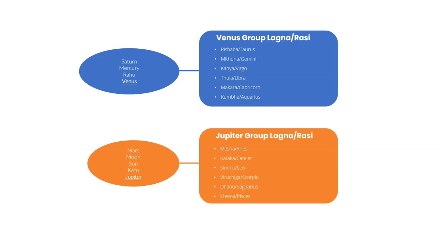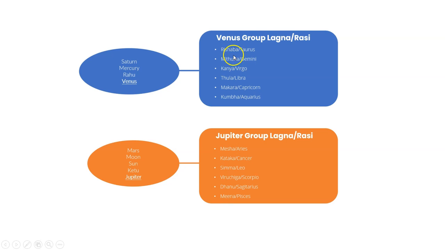Normally, there are two types of groupings in Lagnas and Rasis, right? One is the Venus group Lagna, that is Rishabha, Mithuna, Kanya, Tula, Makara, and Kumbha, and the Jupiter group Lagna, which is Mesha, Kataka, Simha, Vrichika, Danu, and Meena.